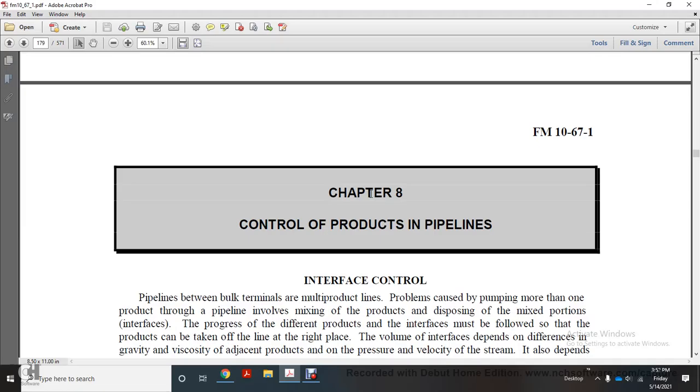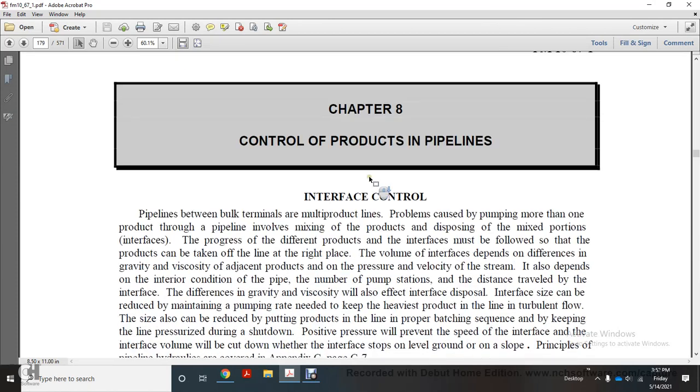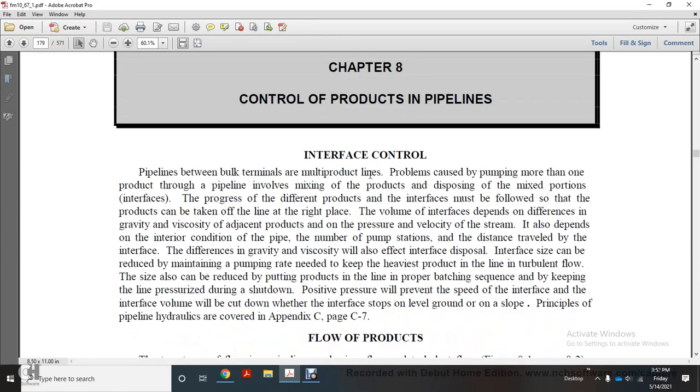Alright, Chapter 8, Control Products and Pipeline. Chapter 8, Control Products and Pipeline, Field Manual 1067-1. Interface control. Pipelines have bulk terminals and multi-product product lines.